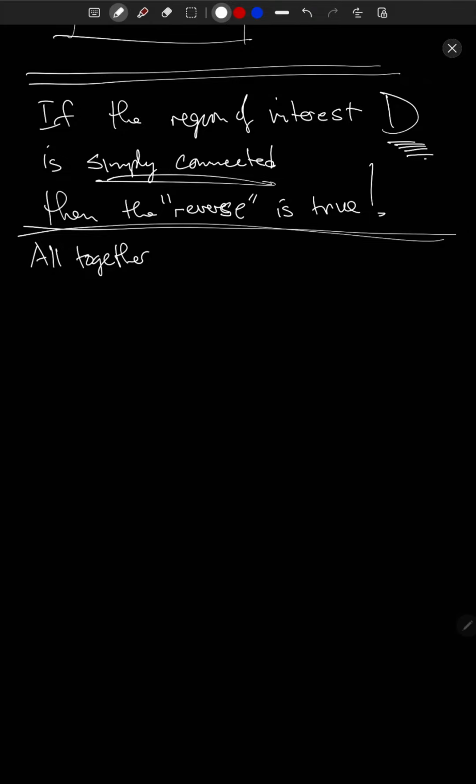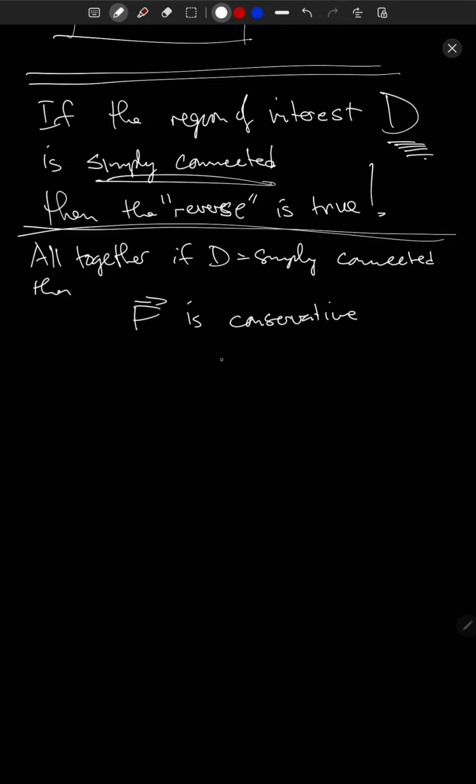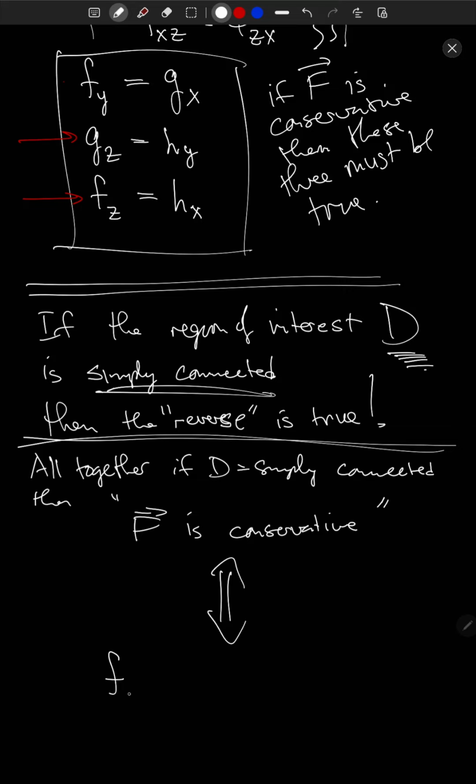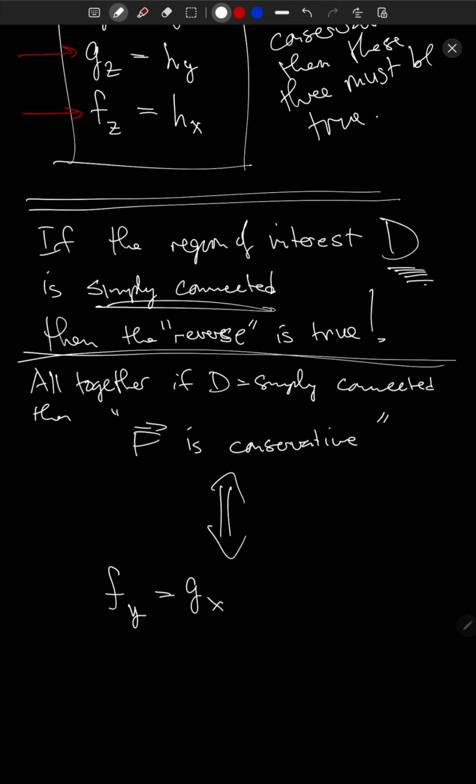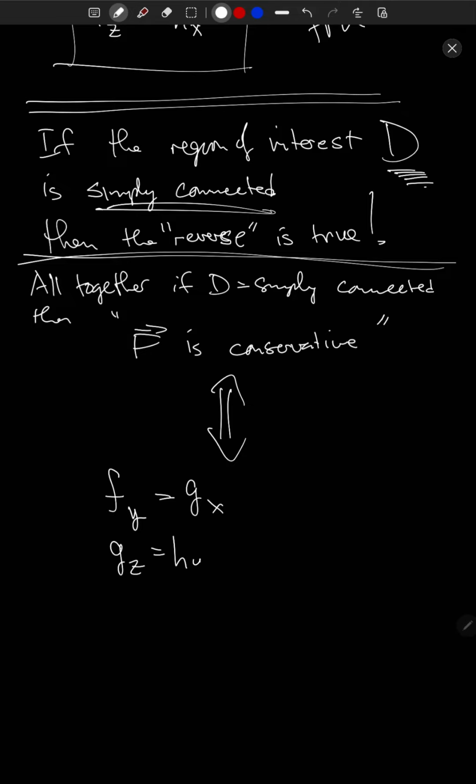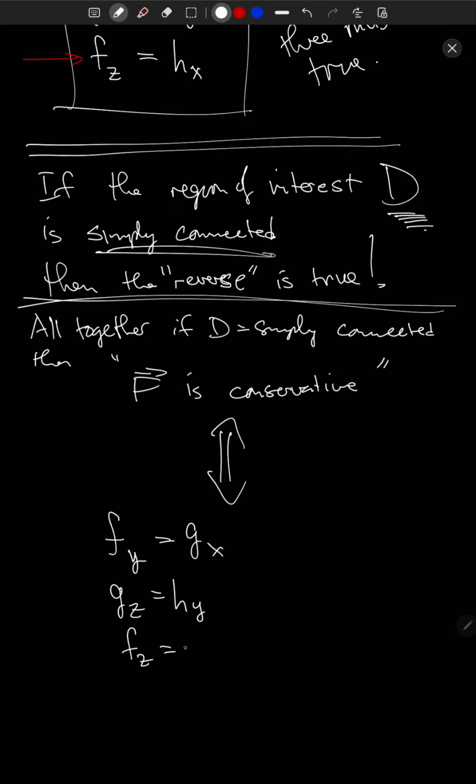In any case, altogether, if D is simply connected, then f is conservative. This statement is the same as the statement that little f, I'm just going to copy down the three over there: f sub y equals g sub x, g sub z equals h sub y, f sub z equals h sub x.